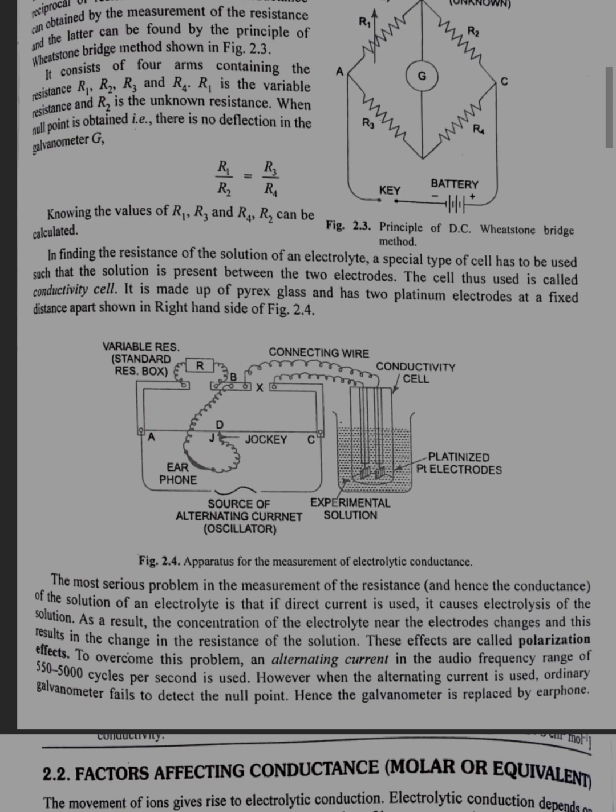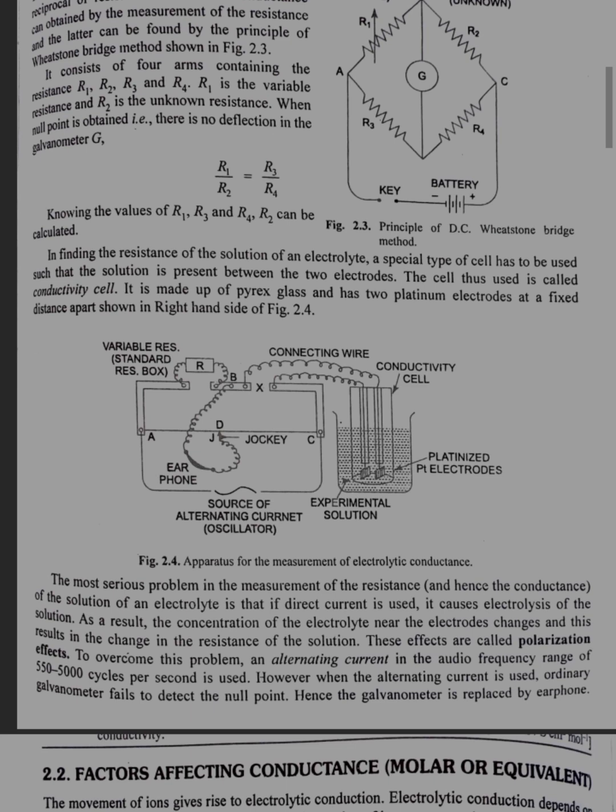Measurement of electrolytic conductance, specific conductivity, equivalent conductivity, and molar conductivity. Now, electrolytic conductance. Conductance is the reciprocal of resistance. Hence, the conductance can be obtained by the measurement of resistance, and the latter can be found by the principle of the Wheatstone bridge method shown in the figure. It consists of 4 arms containing the resistances R1, R2, R3, and R4. R1 is a variable resistance and R2 is the unknown resistance. When the null point is obtained, there is no deflection in the galvanometer G. So, R1 by R2 is equal to R3 by R4. Knowing the values of R1, R3, and R4, R2 can be calculated.